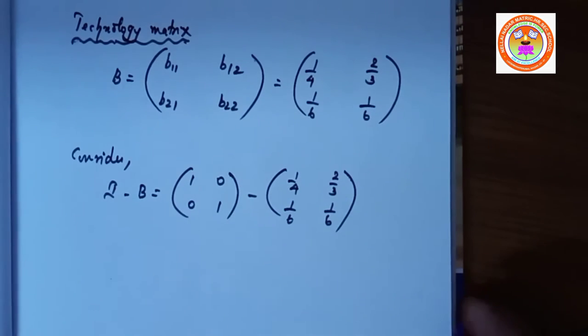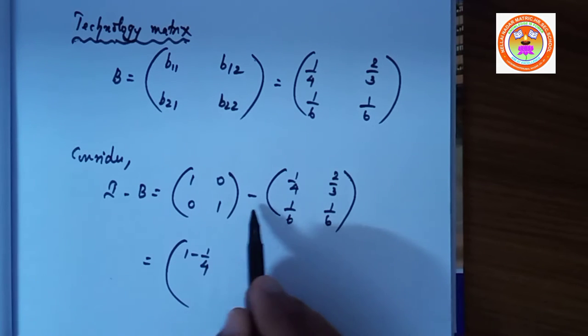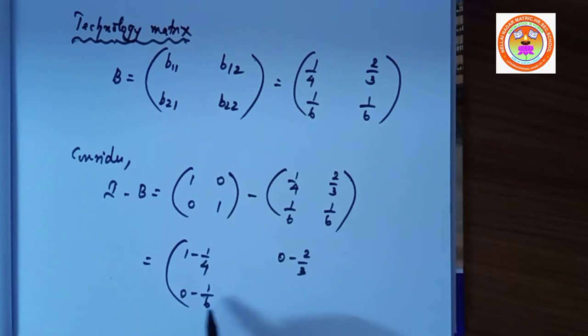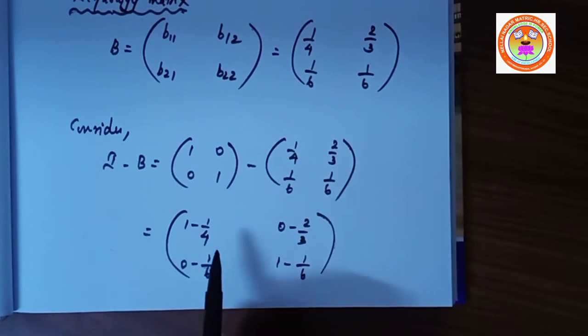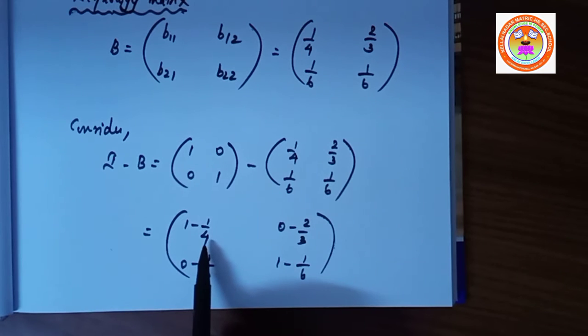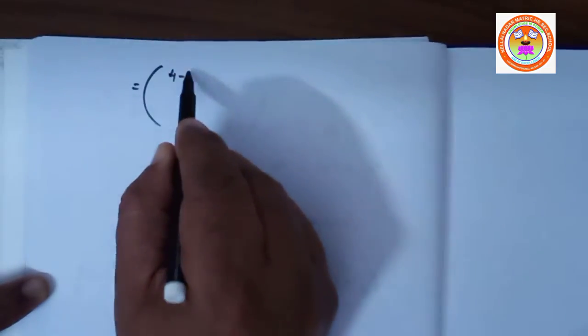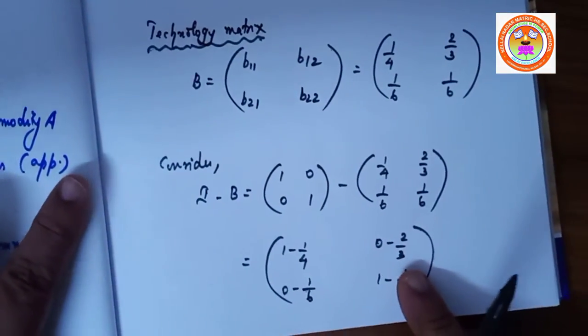Corresponding elements are to be subtracted, that is equal to 1 minus 1 by 4, 0 minus 2 by 3, 0 minus 1 by 6, then finally 1 minus 1 by 6. 1 minus 1 by 4, you can take the LCM, 4 is the LCM, so we will be getting 4 minus 1 whole divided by 4. Then 0 minus 2 by 3 is equal to minus 2 by 3.